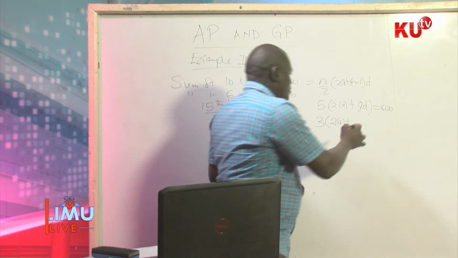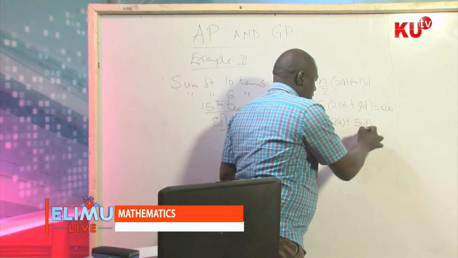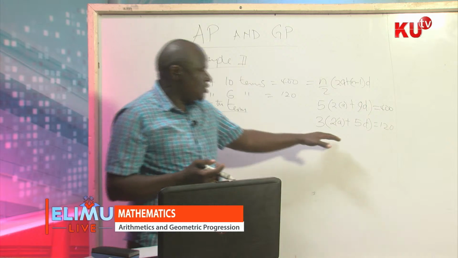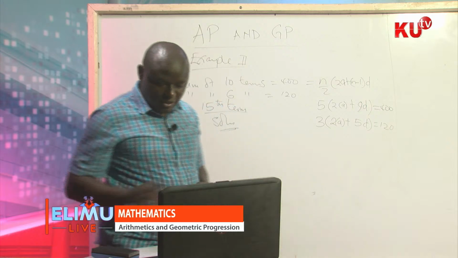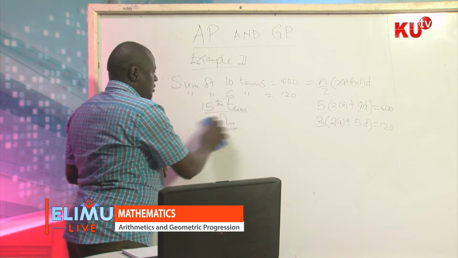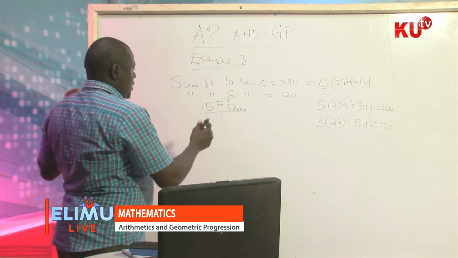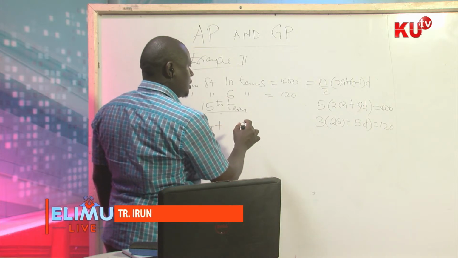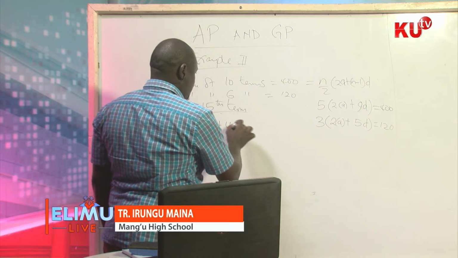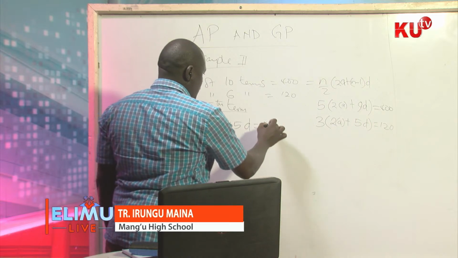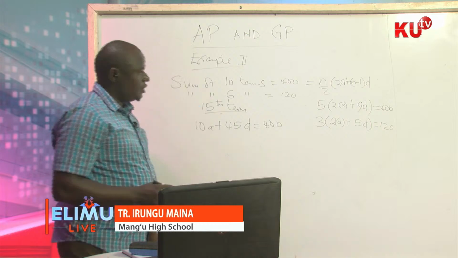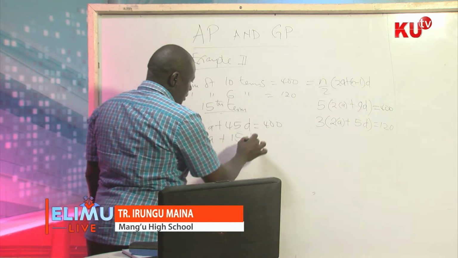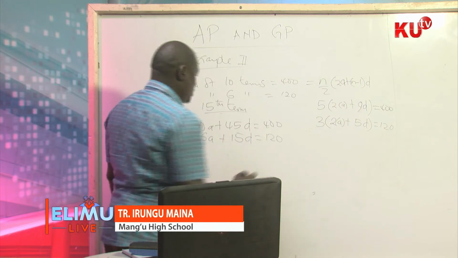Our n is 6, so 6 minus 1 is 5. D, this should give us 120. Now, class, we have 2 equations here. Let us open these brackets and see what we got. In that case, we have 10a plus 45d equals 400. The other one, we have 6a plus 15d equals 120.